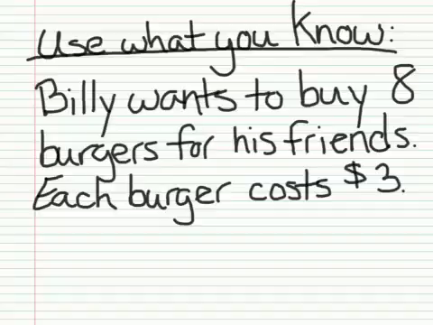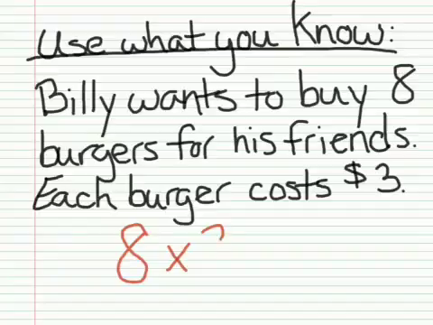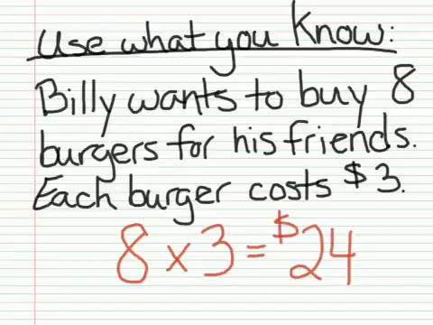So our problem is Billy wants to buy 8 burgers for his friends. Each burger costs $3. So how much is Billy going to end up spending? Well, using simple multiplication, we know that if we have 8 burgers, and each burger is going to cost $3, 8 times 3 is going to give us $24. Right? 8 burgers, $3 each, $24.